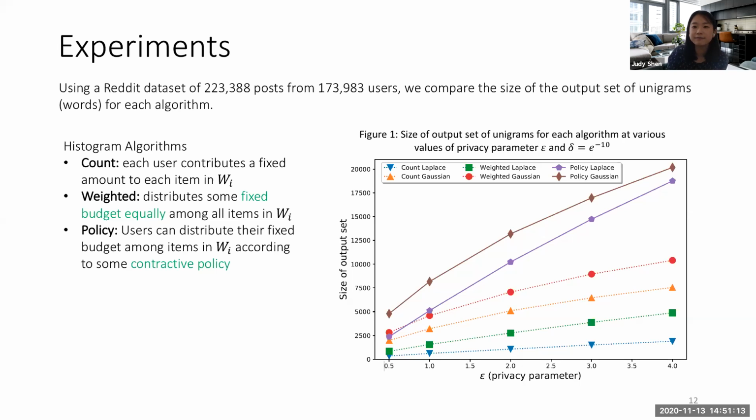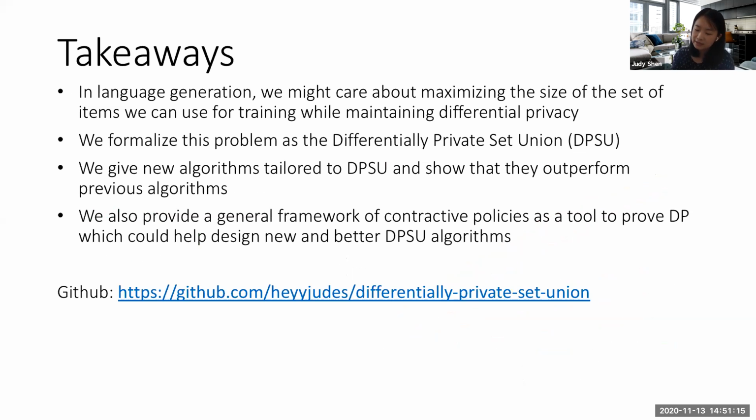So main takeaways: language generation, we see applications all around us that can benefit from user privacy. And we might care about maximizing the size of the set of items we can use for training. And so in our work, we formalize this problem as the differentially private set union problem, and we give new algorithms tailored to this to show that they outperform previous ones.